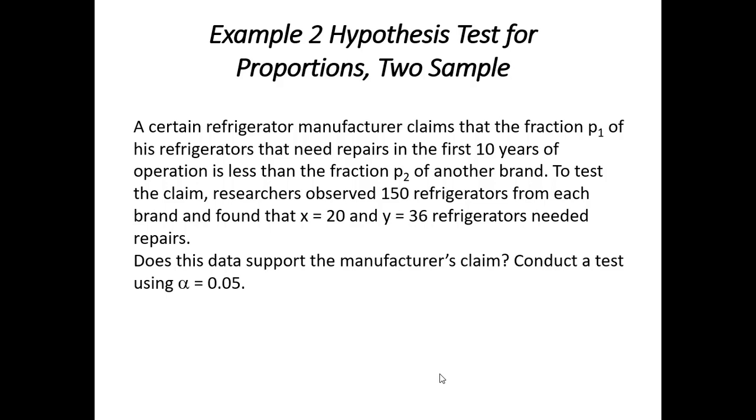On to example 2. So here we are going to run a hypothesis test for two proportions. Suppose a certain refrigerator manufacturer claims that the fraction p1 of his refrigerators that need repairs in the first 10 years is less than the fraction p2 of another brand. To test the claim, the researchers observed 150 refrigerators from each brand and found that 20, in the first sample, needed repairs, and 36 in the second sample needed repairs. Does the data support the manufacturer's claim? Conduct a test using alpha equals 0.05.